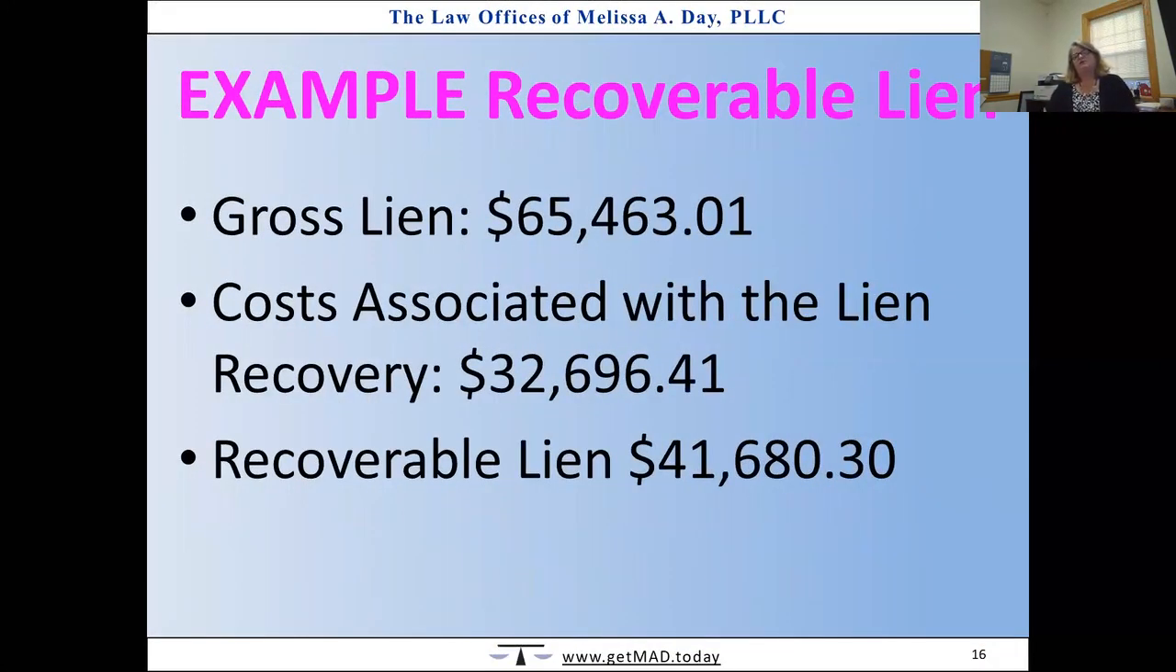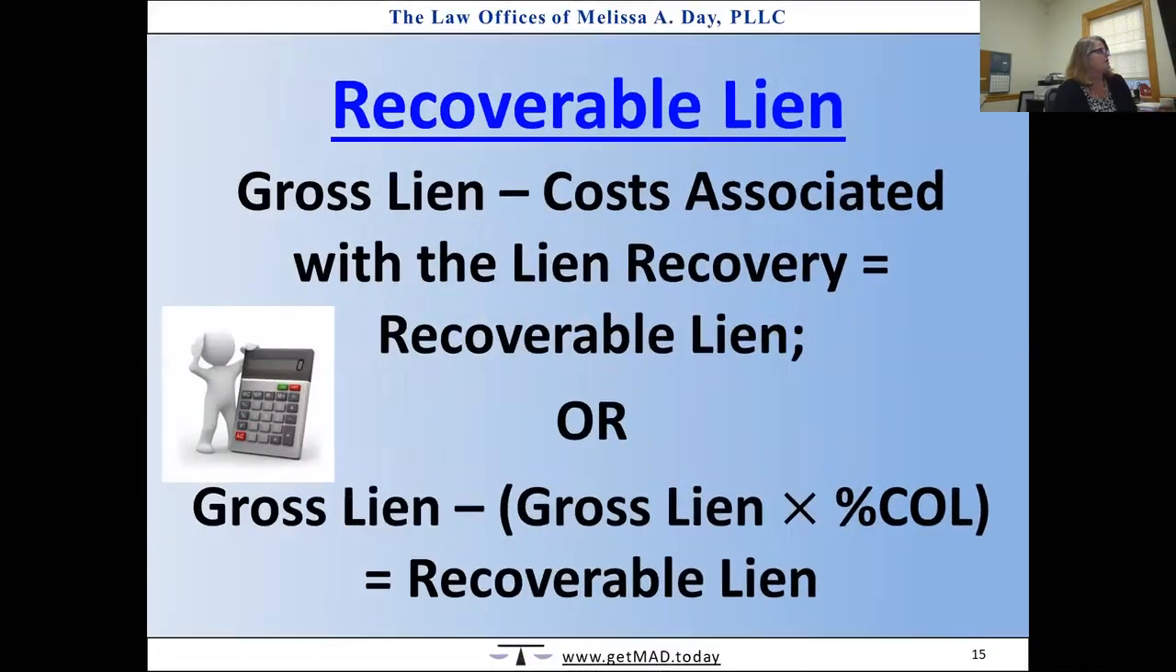This one is sort of self-evident, so I didn't leave a spot for you to do the calculation since you already pretty much did the calculation. The gross lien was $65,463.01. The cost associated with the recovery, that's a typo there. It should not be $32,696.41. It's the calculation that we just did.